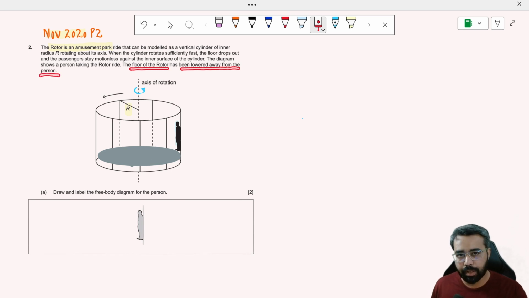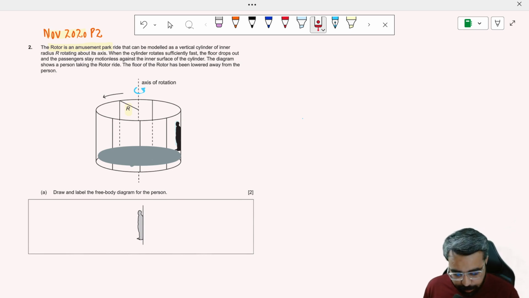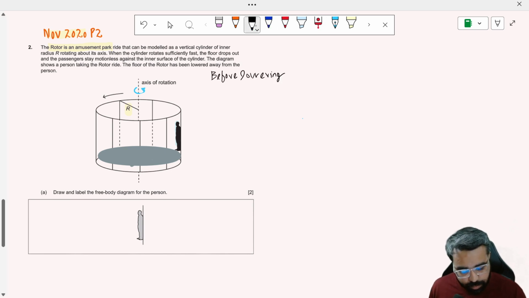So what will happen when the floor is lowered at a certain angular velocity? Because they say when the cylinder rotates sufficiently fast, the floor drops out. Okay, so I'm right now drawing two free body diagrams in order to explain it better. The first one is before lowering the floor.